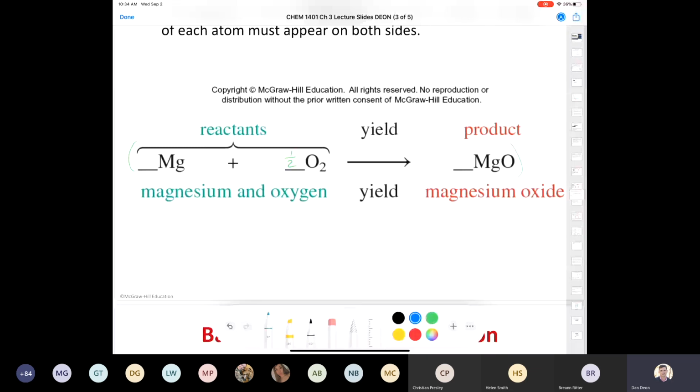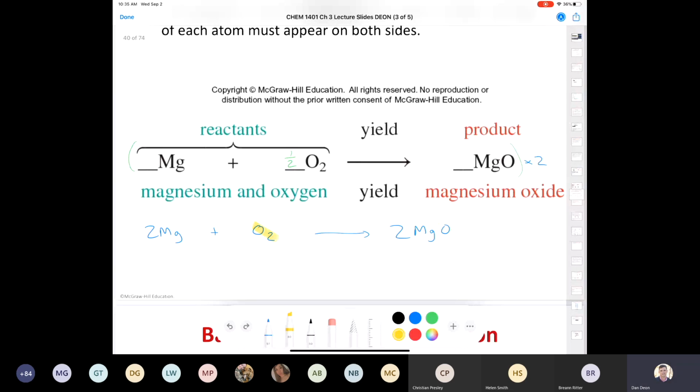I would take everything, and if I want to get rid of this 1/2 fraction, I'd multiply the whole thing by 2. Then I'd end up with 2 Mg plus O2, because a half times 2 gives you 1, produces 2 moles of MgO. Now let's double check. I have 2 atoms of magnesium, 2 atoms of magnesium. I have 2 atoms of oxygen and 2 atoms of oxygen. There we go. So now my equation is fully balanced. All right, so that's one strategy you can take to balance the equation.